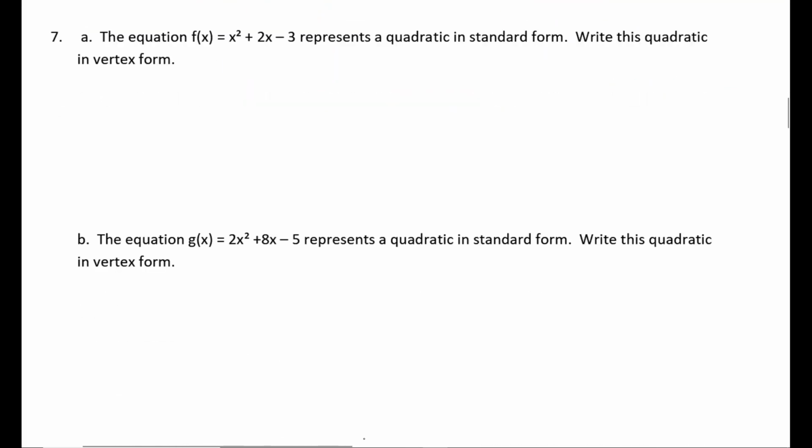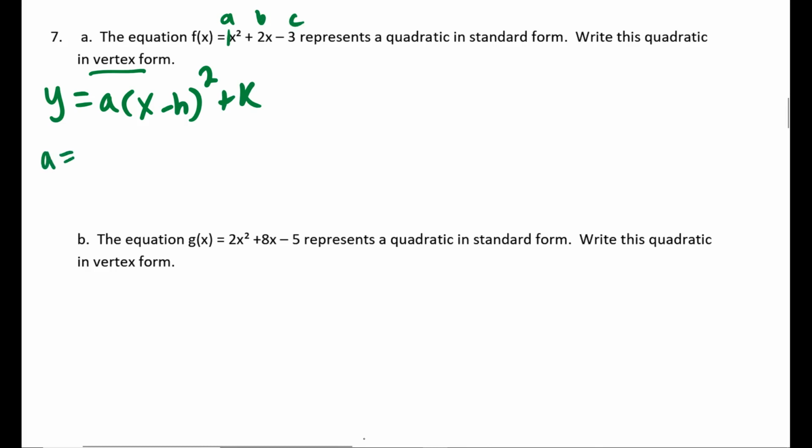Number 7. The equation f of x equals x squared plus 2x minus 3 represents a quadratic in standard form. Write this quadratic in vertex form. Well, if you think about the vertex form from the last page, we're going to need an a value, an h value, and a k value. So that a value is always the number out in front, that leading coefficient. In this case, our a value equals 1. And we need to think about how to get our h values and our k values.